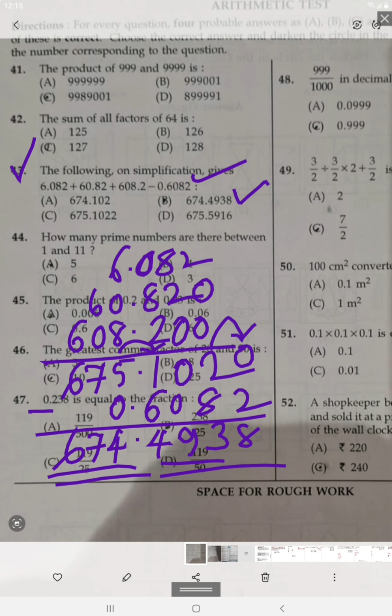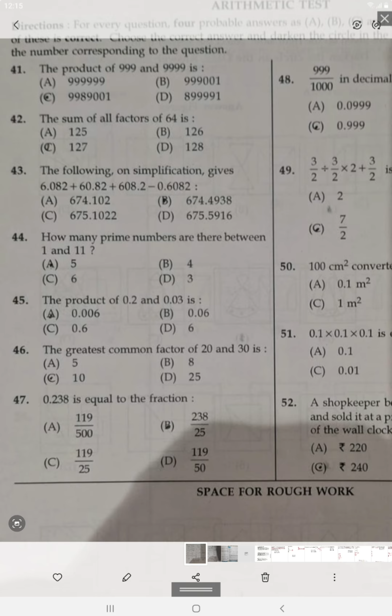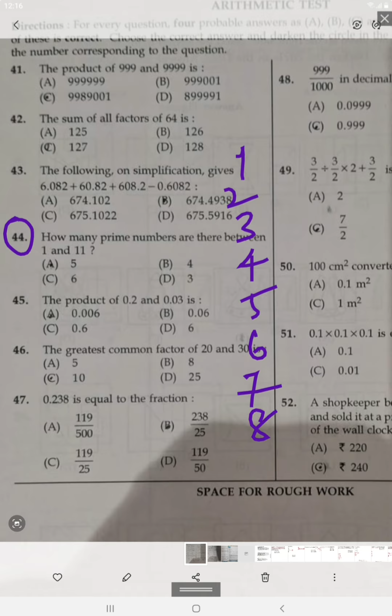Okay, so let us move on to question number 44. How many prime numbers are there between 1 and 11? So let us say 1, 2, 3, 4, 5, 6, 7, 8, 9, 10 and 11. The prime numbers are 2, 3, 5, 7, 11. 5 prime numbers are there, right? So the answer is A.